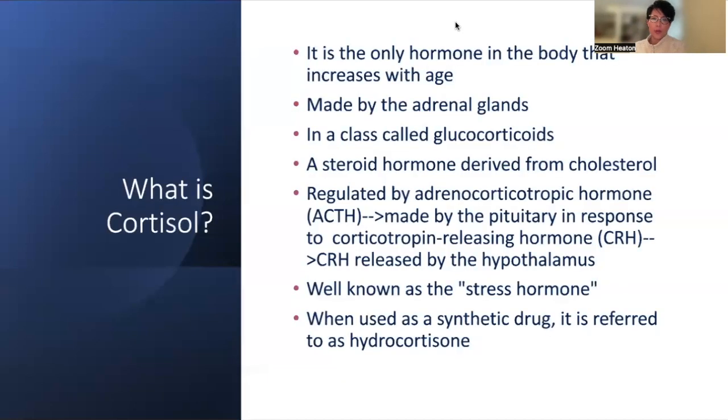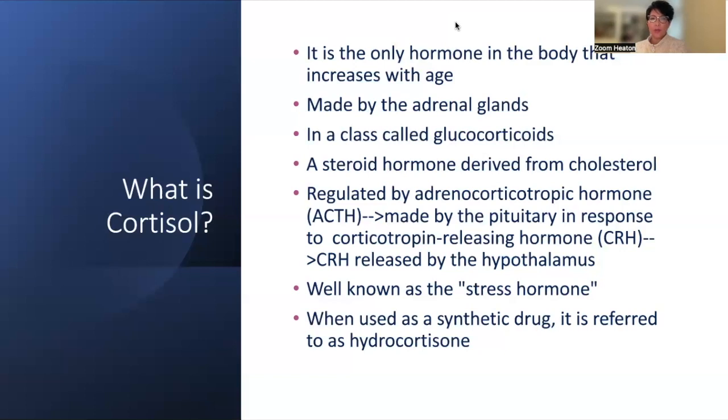So what is cortisol? It is the only hormone in the body that increases with age. So as we age, we tend to get more stressed, which seems so odd because it should be really the other way around. But that's my logic. It's made by the adrenal glands. It is a glucocorticoid. It is derived from cholesterol, and it is regulated by a signaling pathway, which we will discuss shortly. Of course, it is well known as the stress hormone, and the synthetic drug on the market is referred to as hydrocortisone.